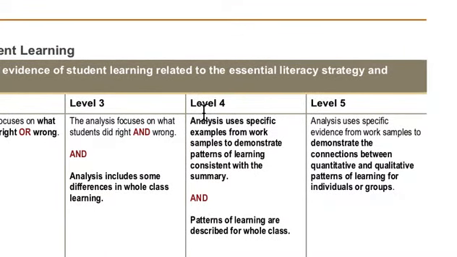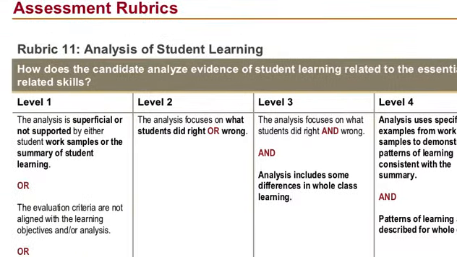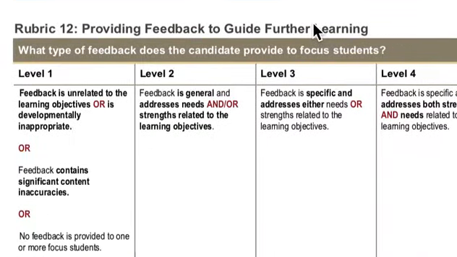When you get up to level 4 and 5, you are getting to the idea that you are finding quantitative and qualitative patterns of learning for individuals or groups. Quantitative patterns are just the differences in meeting different objectives, and the qualitative is the more interesting thing about why didn't people meet an objective. So that's the first one, analysis of student learning.